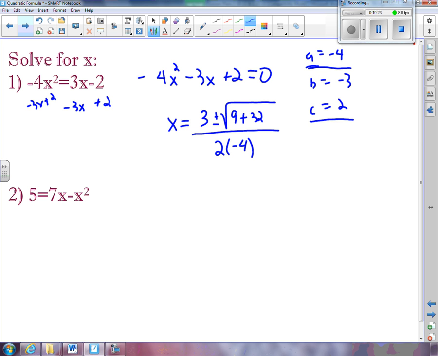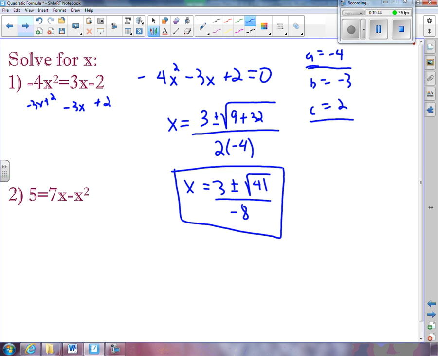So now let's try to simplify this. I have x equals 3 plus or minus the square root of 41 over negative 8. So if this square root of 41 could be simplified, then at this time we should simplify it, but 41 is a prime number and it can't be simplified. So this is your answer. Realize that there's really two answers in there. There's 3 plus the square root of 41 over negative 8, and then 3 minus the square root of 41 over negative 8. So we're going to skip this example.